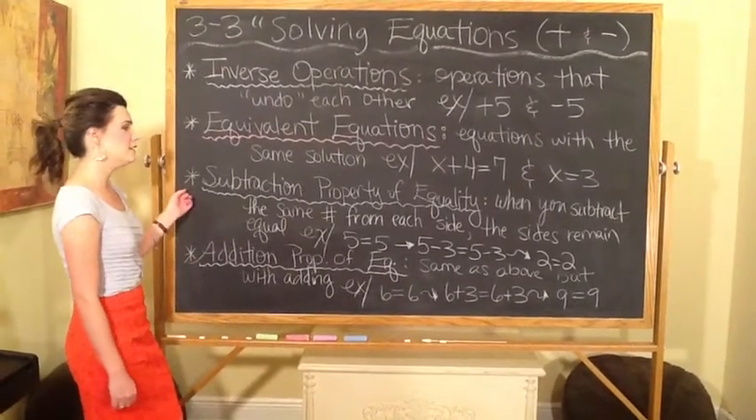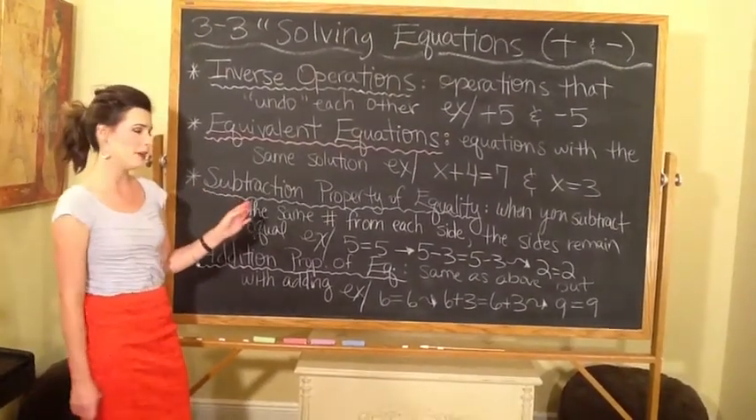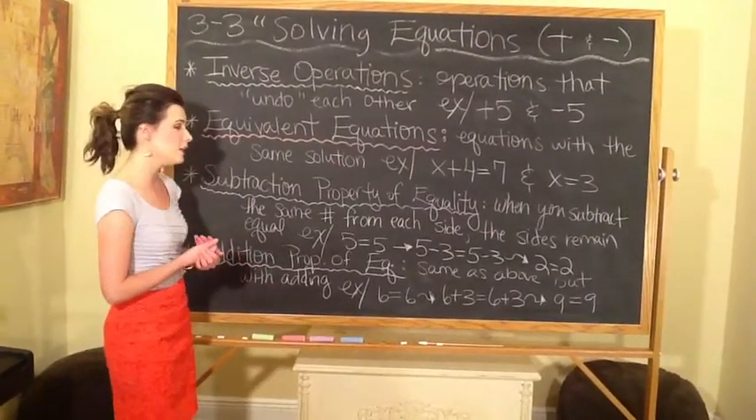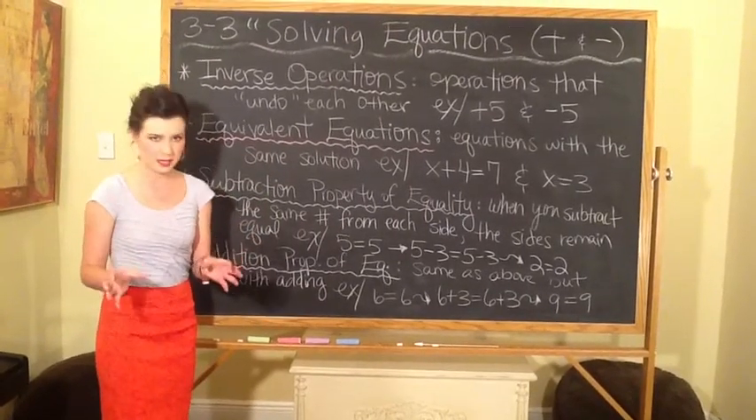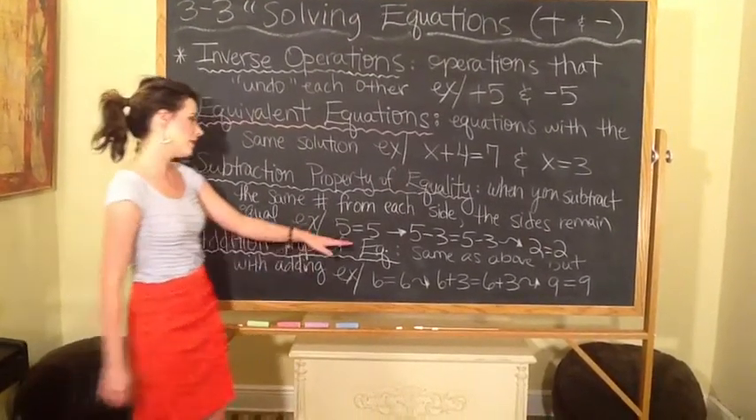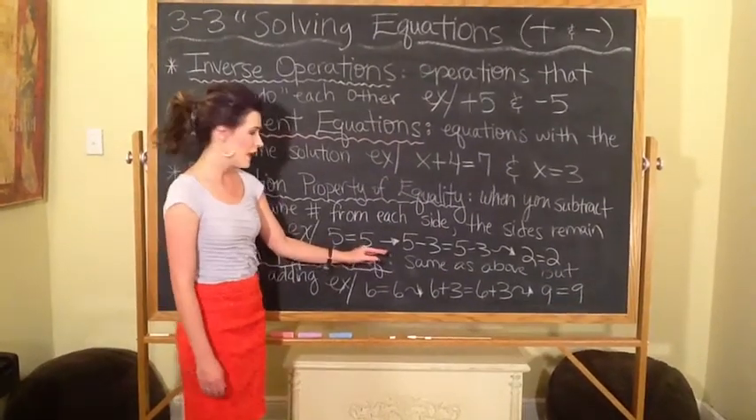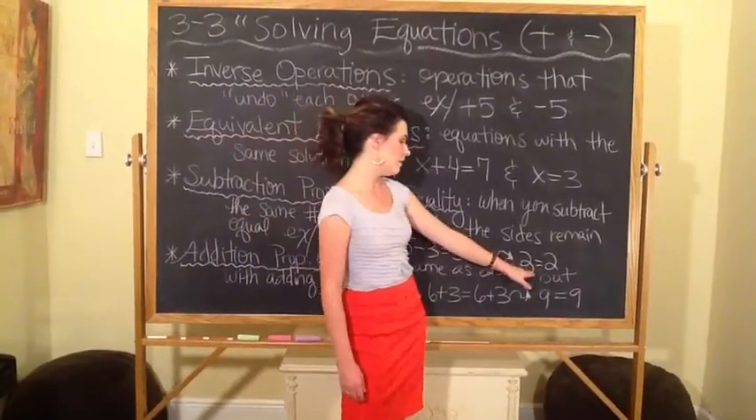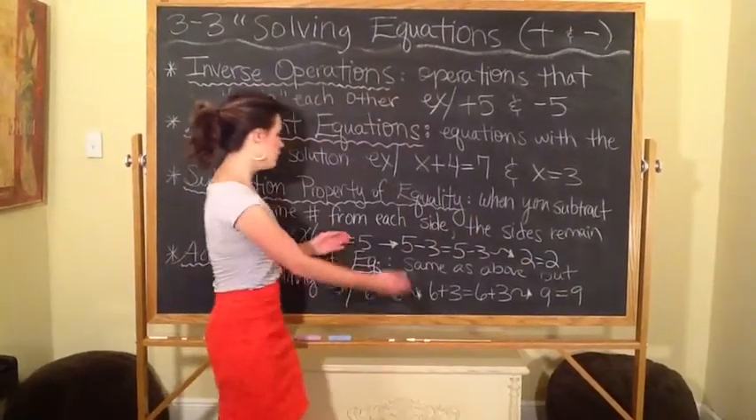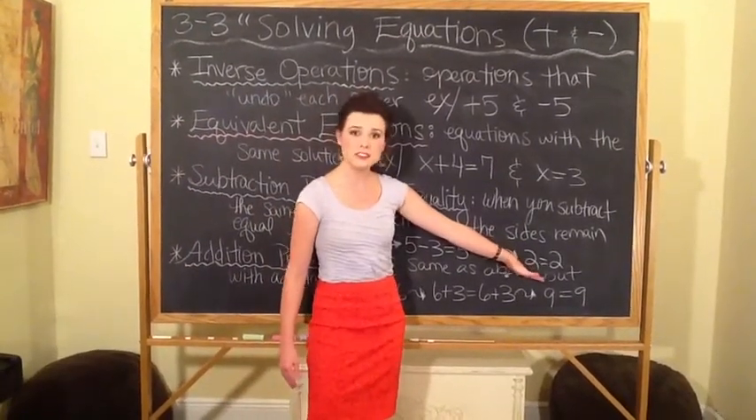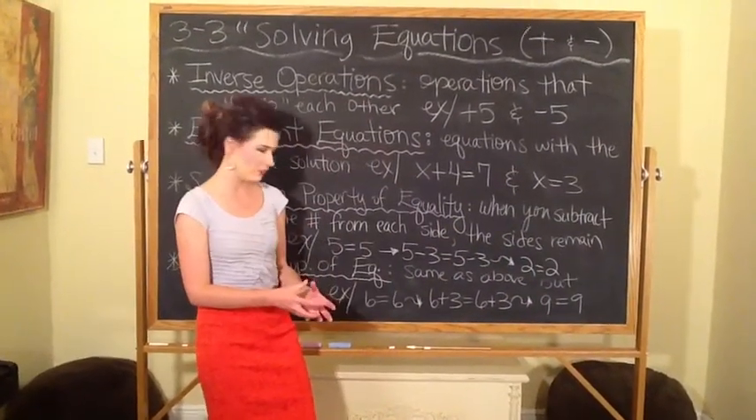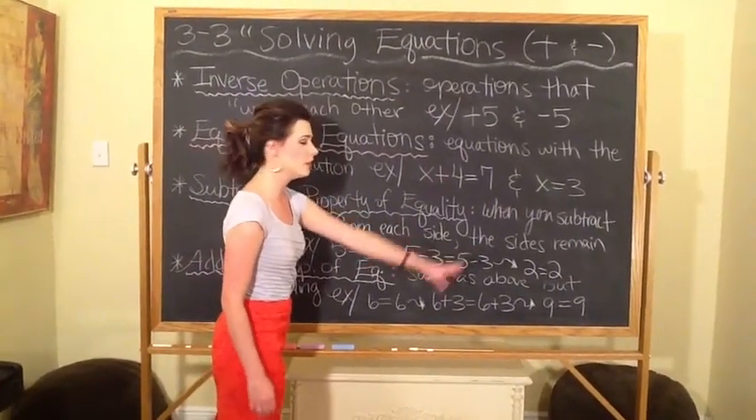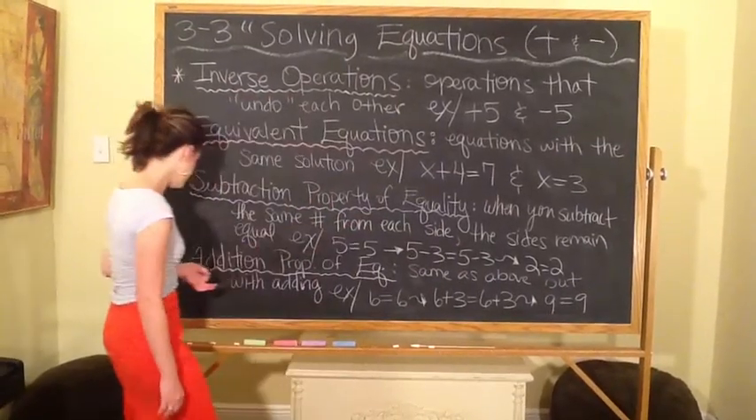The next thing we're going to need to know is the subtraction property of equality, which means that when you subtract the same number from both sides of the equal sign, the sides remain equal. For example, if you say 5 is equal to 5, and you decide you're going to subtract 3 from each side, our answer is going to be 2 equals 2. Even though 5 equals 5 and 2 equals 2 look different, they're still both equal equations. If you subtract the same number from both sides, you're still going to have an equivalent expression.